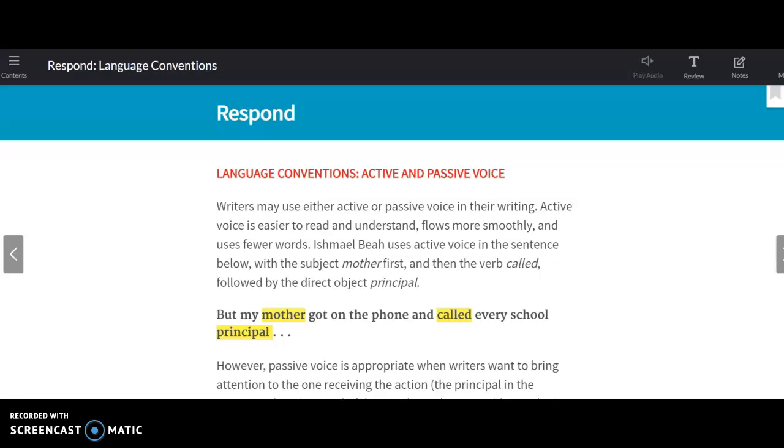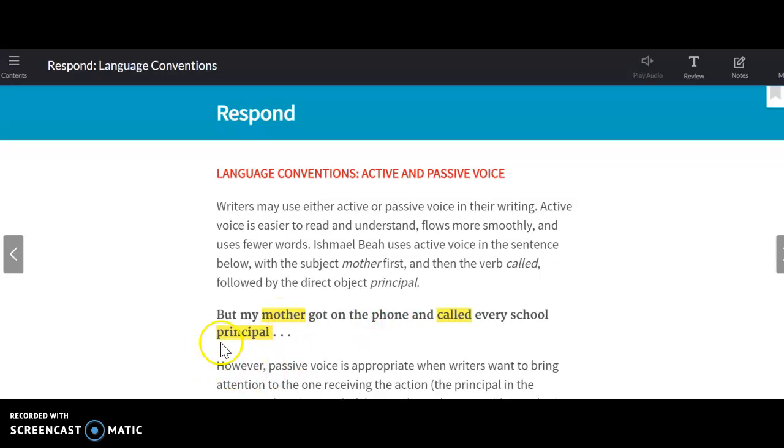Active voice is where the subject of the sentence is doing the action. All right. So look at this example here. But my mother got on the phone and called every school principal. Here we have the subject mother, right? And mother here is doing the action. She's calling. She's the one who called. Mother called. See how we have subject, predicate. The subject is doing the action of the predicate.